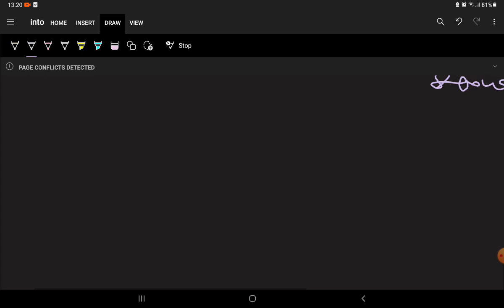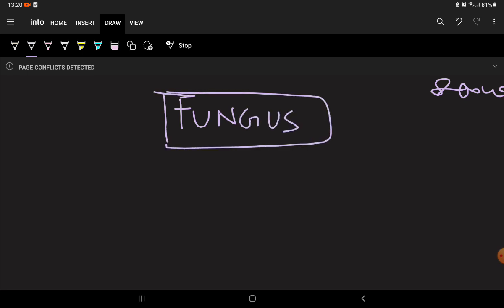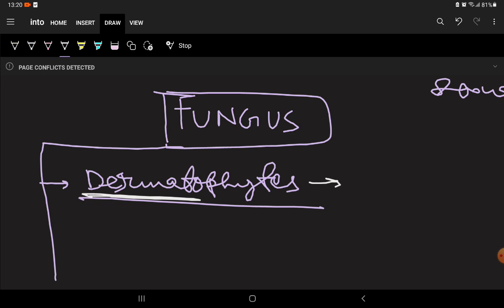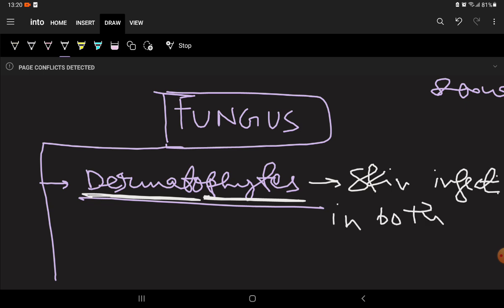Now we'll draw the basic groups of fungus. Fungus can be divided into a lot of groups, but the main ones are 6 groups. First is dermatophytes. Dermatophytes cause skin infection in both animals and humans. Derma means skin and phytes means fungus.